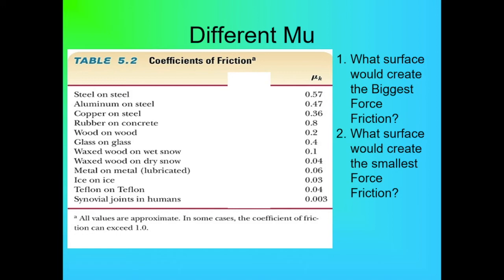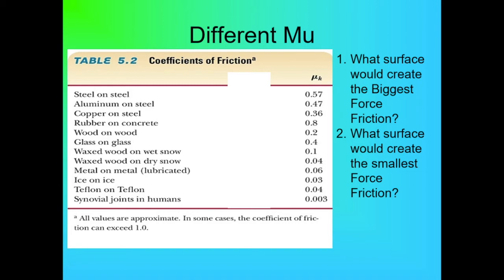Taking a look at our questions on the side, we see what surface would create the biggest force of friction? Well, the biggest force of friction is going to result from the biggest mu value. So if I look on my right side of this table, I see that the biggest mu value is 0.8. And that 0.8 is a result of rubber on concrete. Rubber on concrete. Why does that sound so familiar? Well, our tires in our cars are made out of rubber, and the roads are made out of concrete. So it makes sense that rubber on concrete is going to have one of the higher coefficients of friction because that's what we use in our cars to stop.